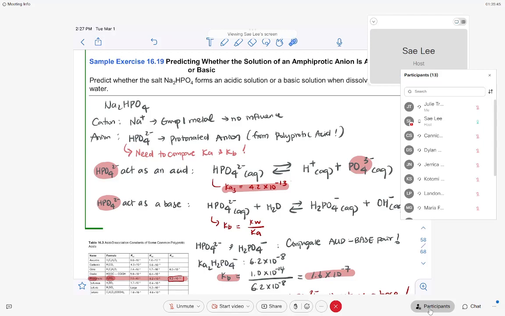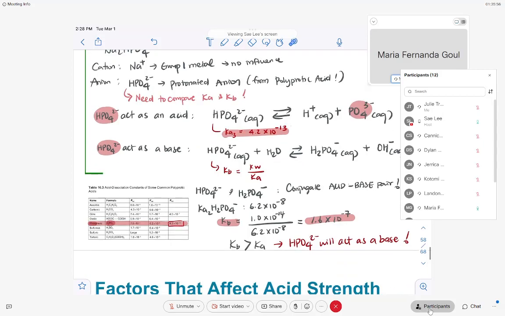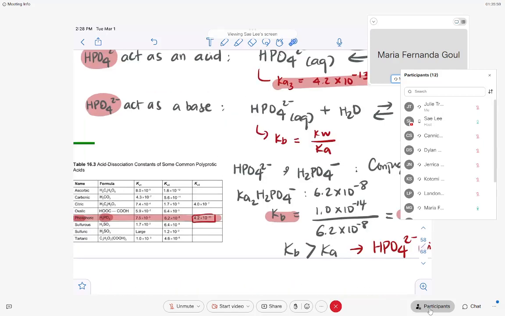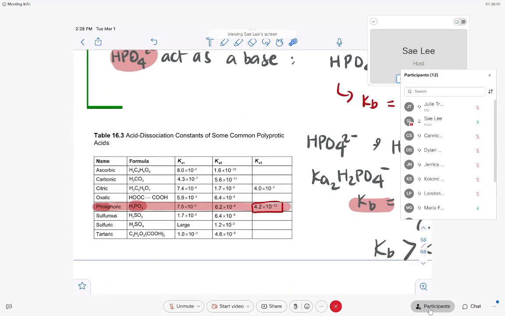I have a question. First, can you please zoom in on the K values in that little chart? If this is hard to see, you can go back a few slides and look for table 16.3, or put a note on your paper to go back to table 16.3. Thank you. And also, how did you know which K value to use, because there are 3?